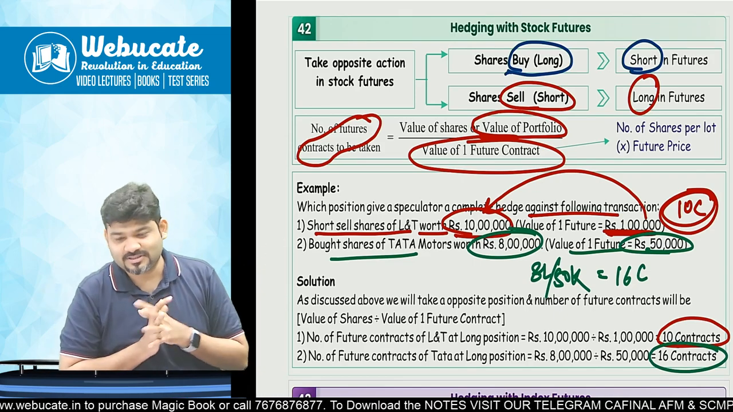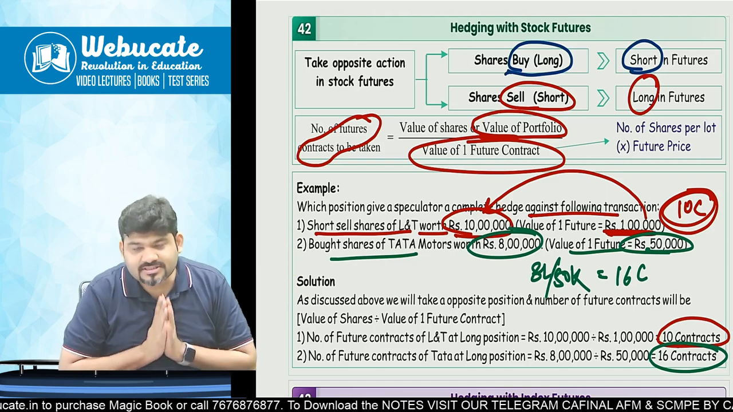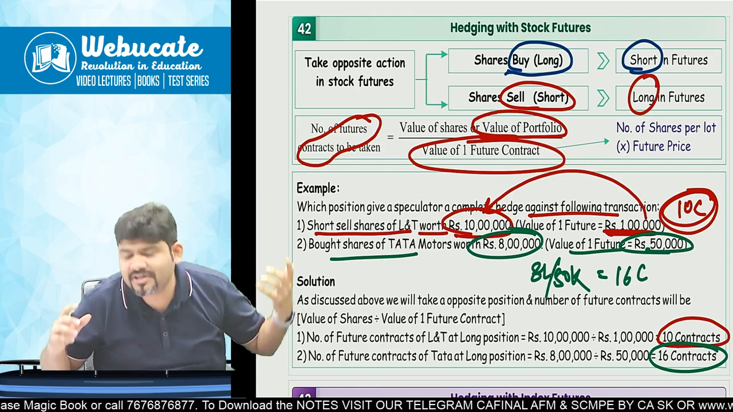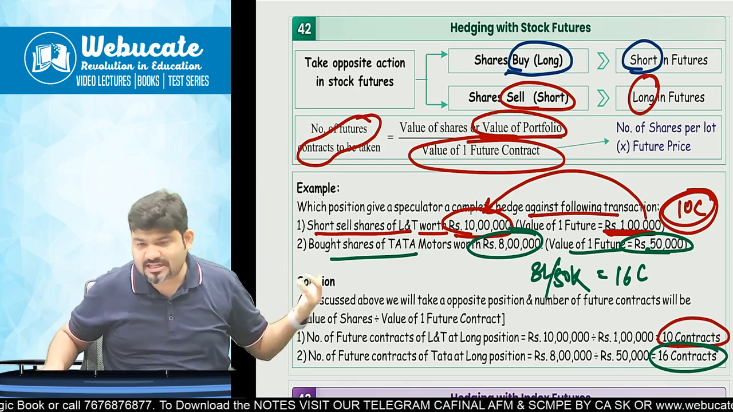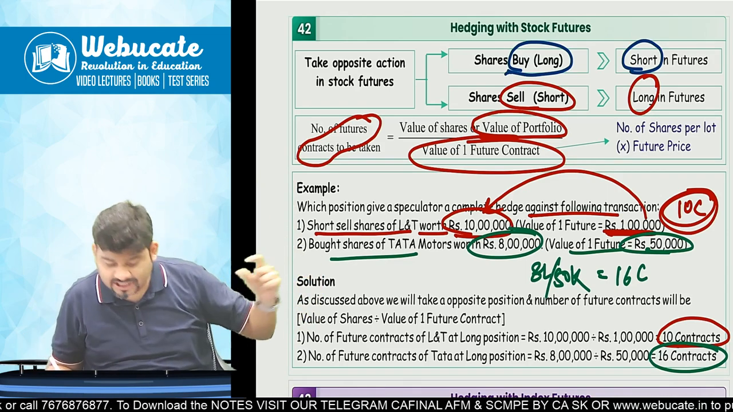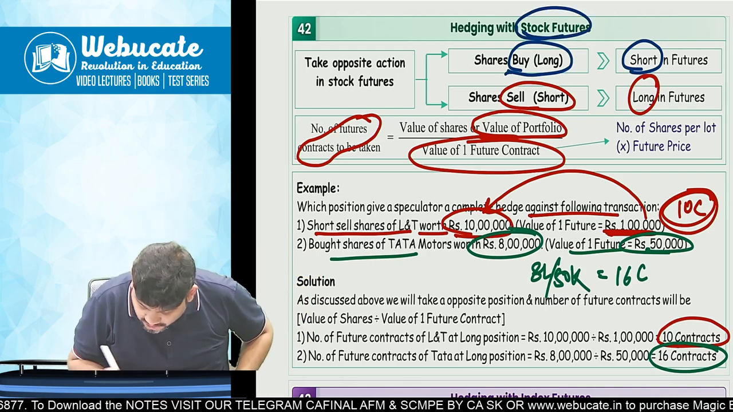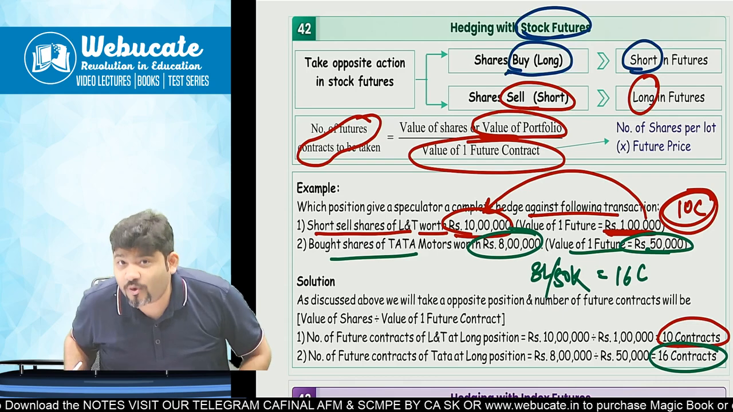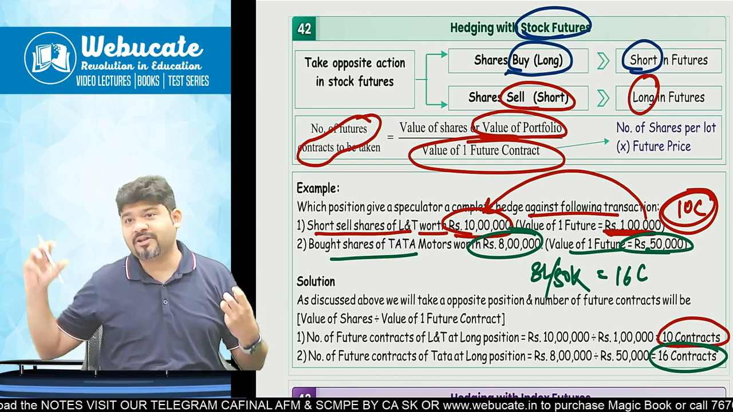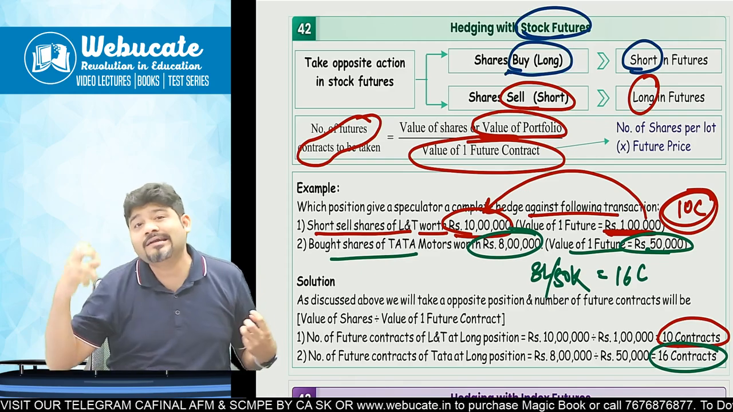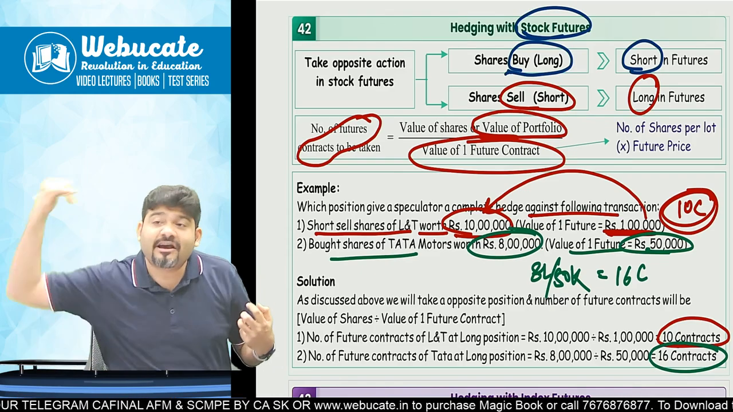Exactly. So this is how the whole concept of hedging with stock futures can work. Hedging of an HDFC share with HDFC futures is called stock futures. But now, what if it is a Zomato share? It will be hedged with Nifty, with the index future, which will also use beta.